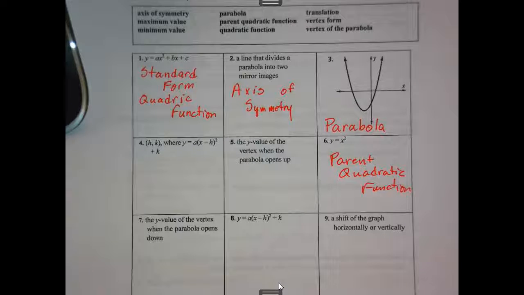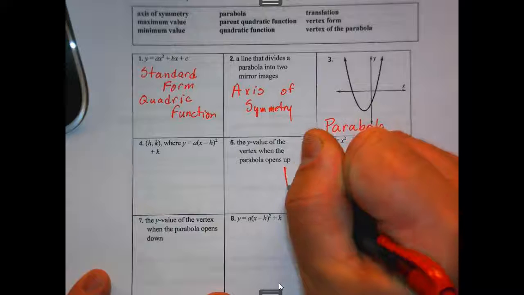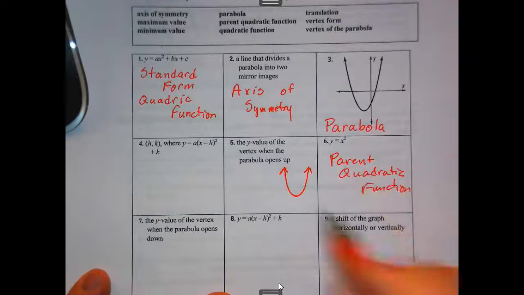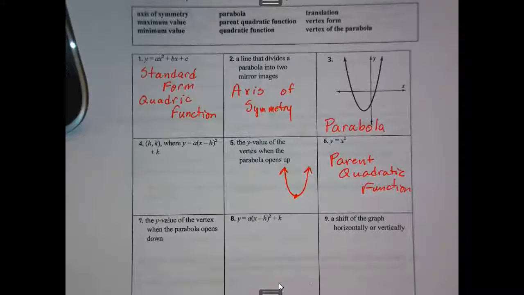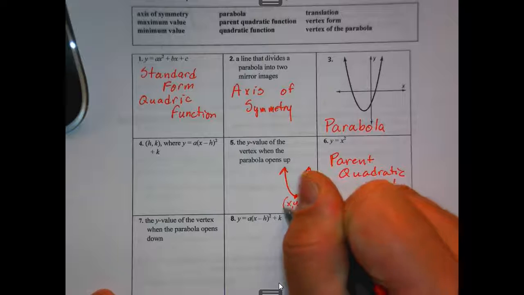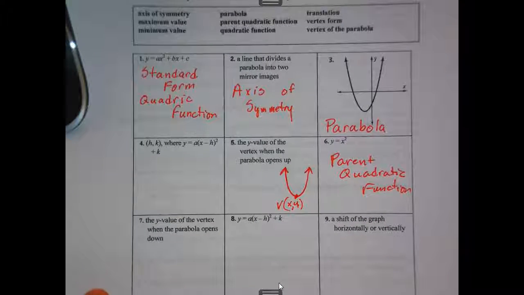Number five, the y value of the vertex when the parabola opens up. Well, let's sketch a parabola opening up. So here's our vertex. What's going to be the y coordinate value? Our vertex, the y coordinate is going to be its, that's right, minimum.